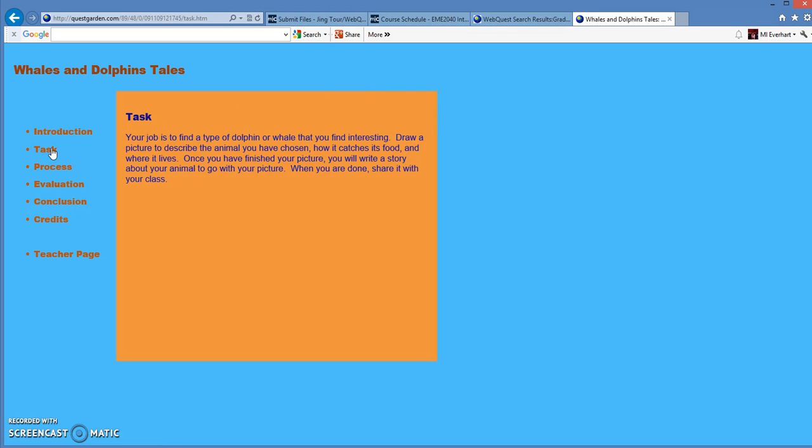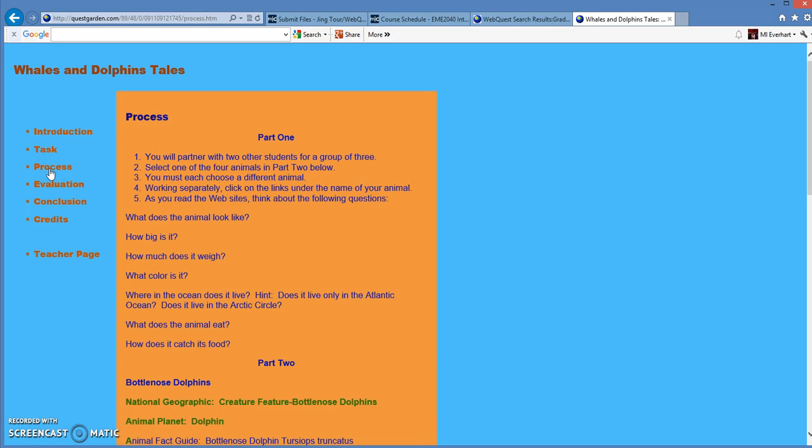You will have a unique task during this assignment. Your job is to find a type of dolphin or whale that you find interesting. Draw a picture to describe the animal you have chosen, how it catches its food, and where it lives. Once you have finished your picture, you will write a story about your animal to go with your picture. When you are done, share it with your class.